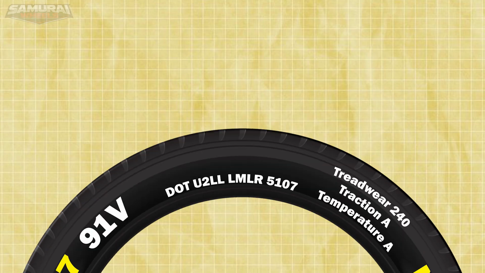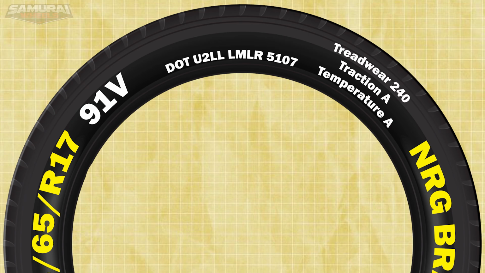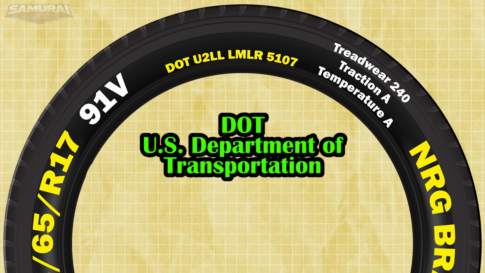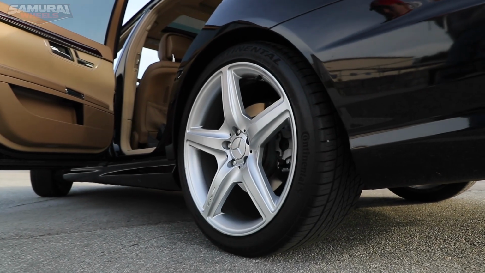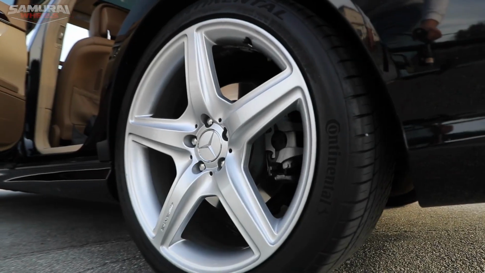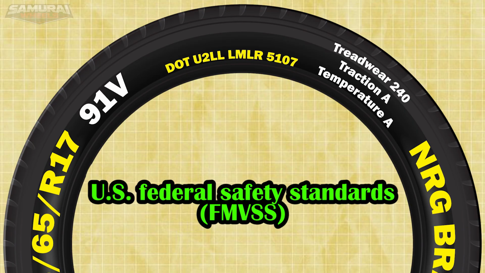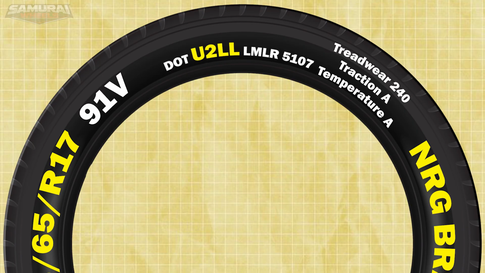DOT code. The DOT code can be found immediately after the letters DOT on a tire sidewall. It stands for the U.S. Department of Transportation. It is mandated by the U.S. Department of Transportation, but is used worldwide. It is useful in identifying tires subject to product recall or at end of life due to age, and indicates the tire meets U.S. federal safety standards.